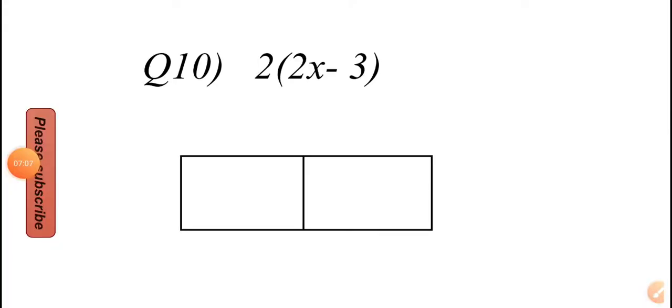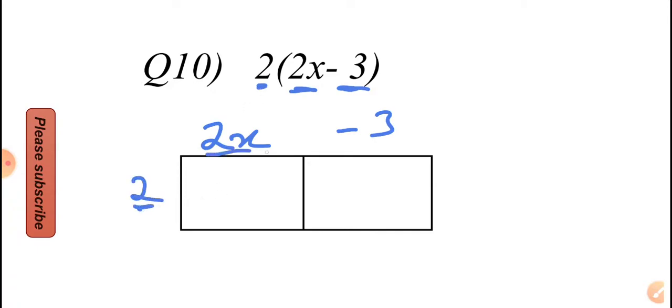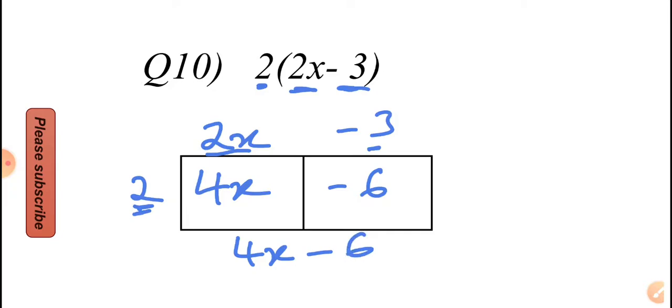And now question 10. Because I can see 2x there, I write 2x here. And because I can see minus 3 there, I write minus 3 here. And the 2 outside the bracket will just come on the left here. So the 2 times 2x, or 2 times 2 times x, is just 4x. And the 2 times minus 3 is minus 6. So the final answer is 4x minus 6.